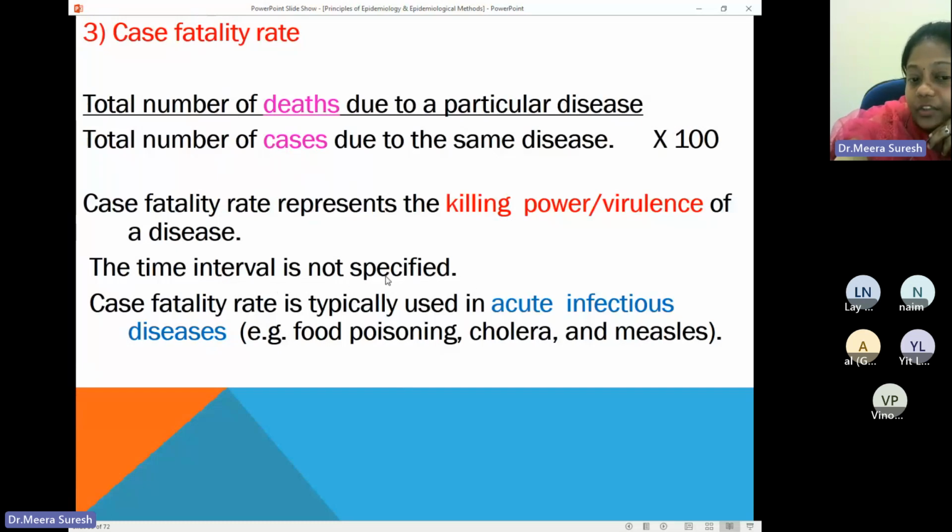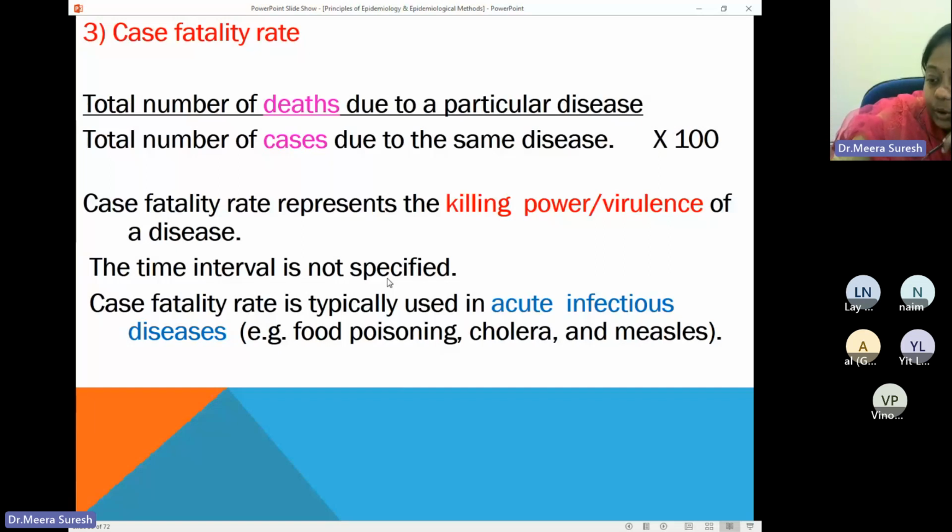Here the time interval is not specified. Why we don't specify is that it's usually used for an acute infectious disease. So we are not going to calculate how many deaths occurred due to cholera in 1 year. In case of case fatality rate, we are not going to do it in 1 year. It depends upon the time period in which cholera was existing. Maybe it was existing in a particular year from May to July, May, June, July. So only 3 months.